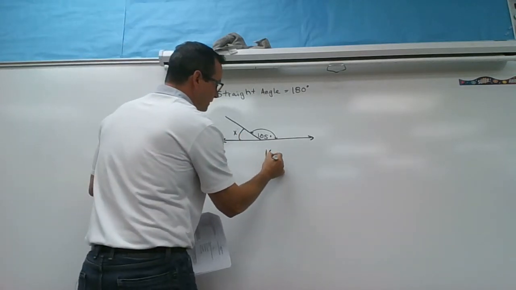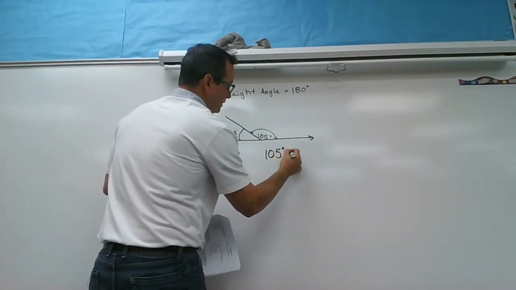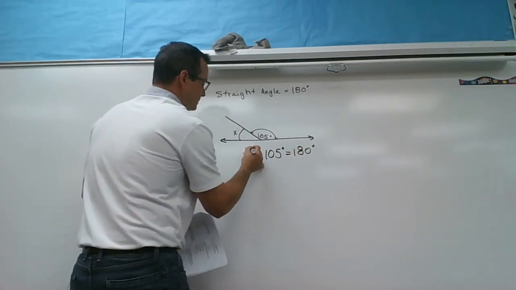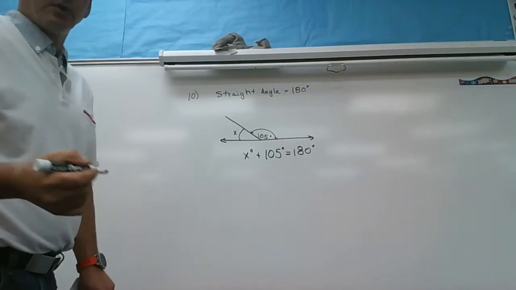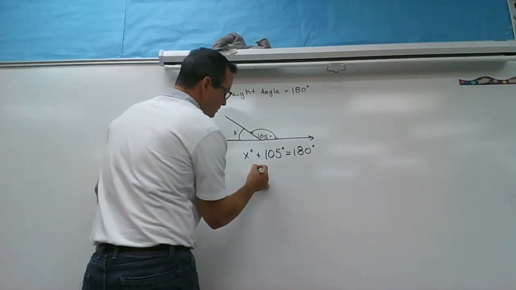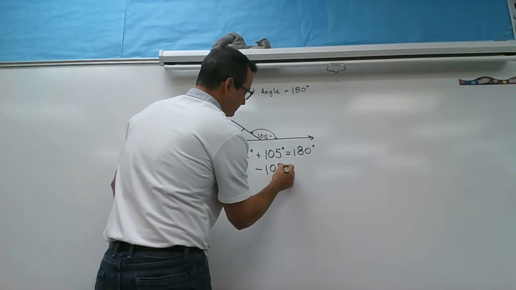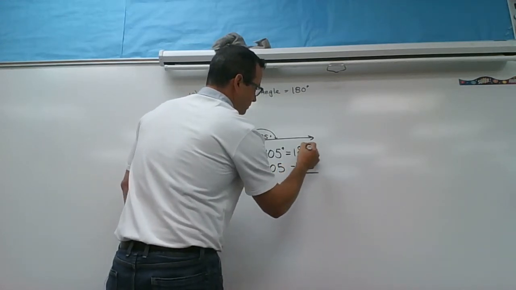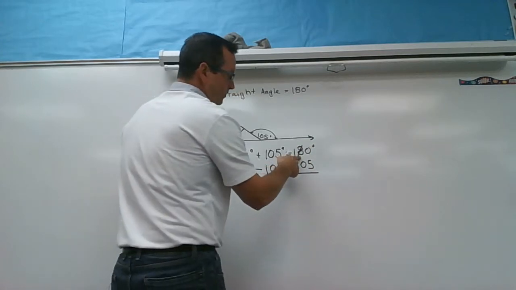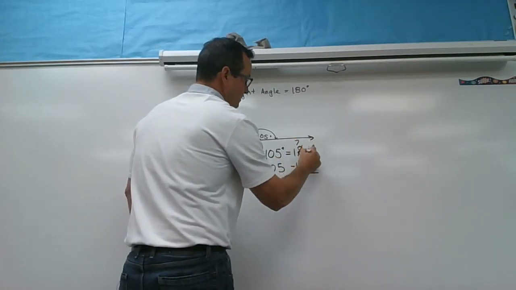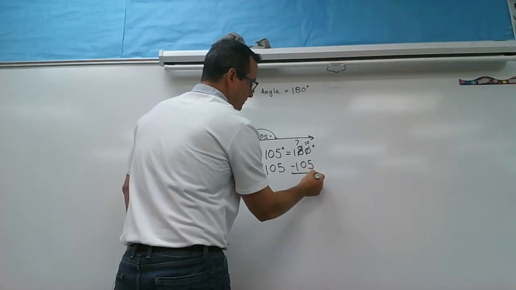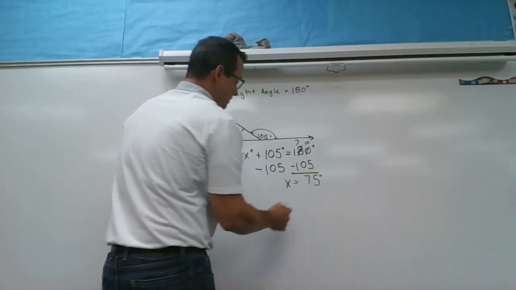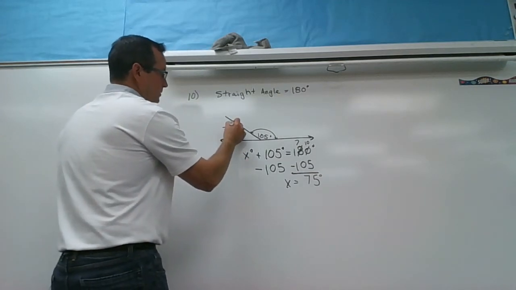So 105 plus x degrees is equal to 180. Okay? So how do we go about that? Well, same thing we did in the previous one. We subtract 180 minus 105. We borrow from our 10s place, which becomes 7, 10. 10 minus 5 is 5. 7, so 75 degrees. So this value is 75 degrees.